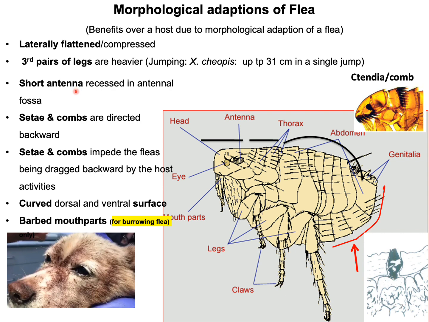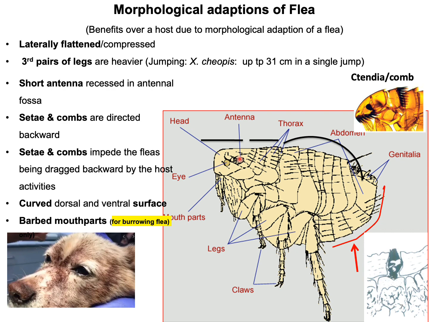And the next morphological adaptation is the short antenna. So we know that the short antenna is recessed, or located in the antennal fossa. As they are not erect, they don't create any friction during movement through the body coat of the animal.